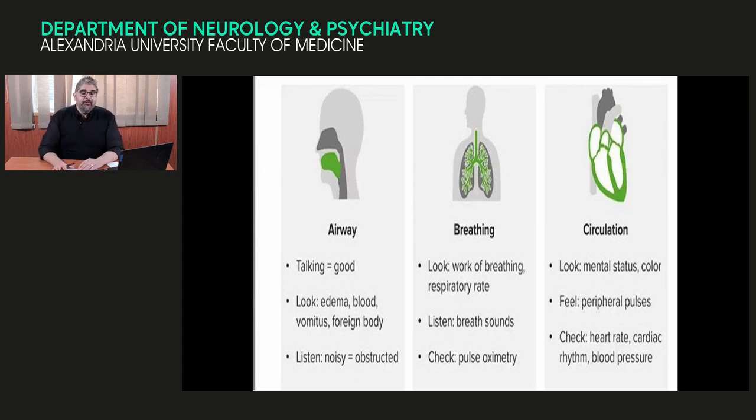And of course, checking for the circulation. The circulation can be checked from the mental status, from the color of the patient, if cyanosed or pale or something like. If the peripheral pulsations are intact or having shock, a patient may be in a state of shock and the peripheral pulse are not recorded. Of course, the heart rate, the cardiac rhythm, the blood pressure, all these issues should be done immediately as a way to maintain the circulation.